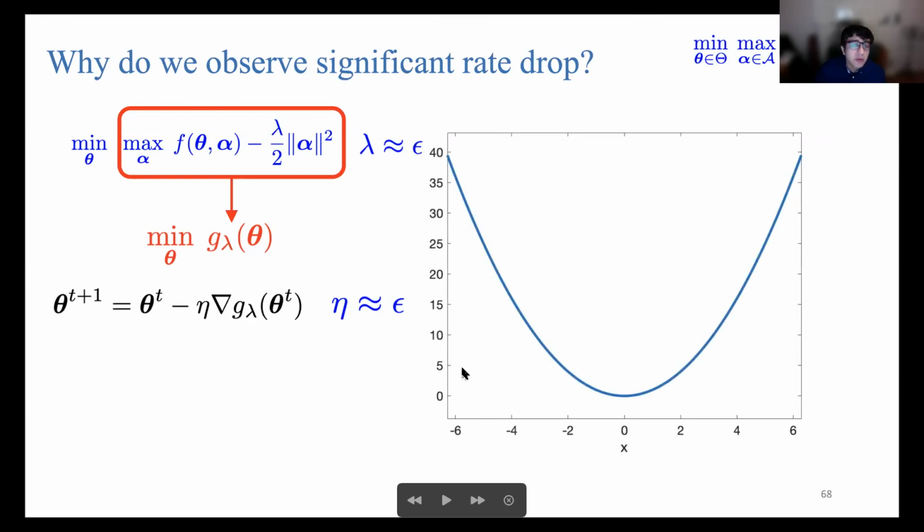And we know that when we have a point, we cannot choose any step size. Depending on your Lipschitz constant, your step size should be proportional to the inverse of the Lipschitz constant of the gradient.